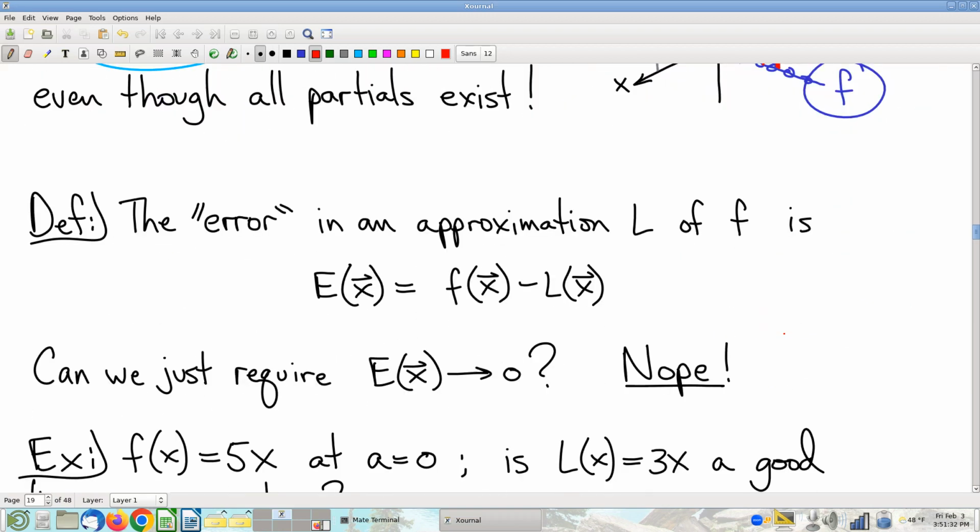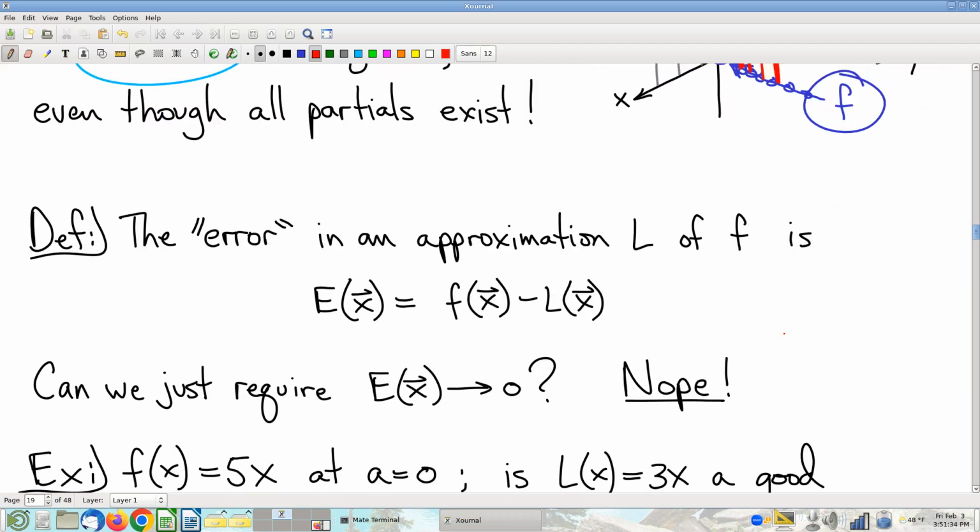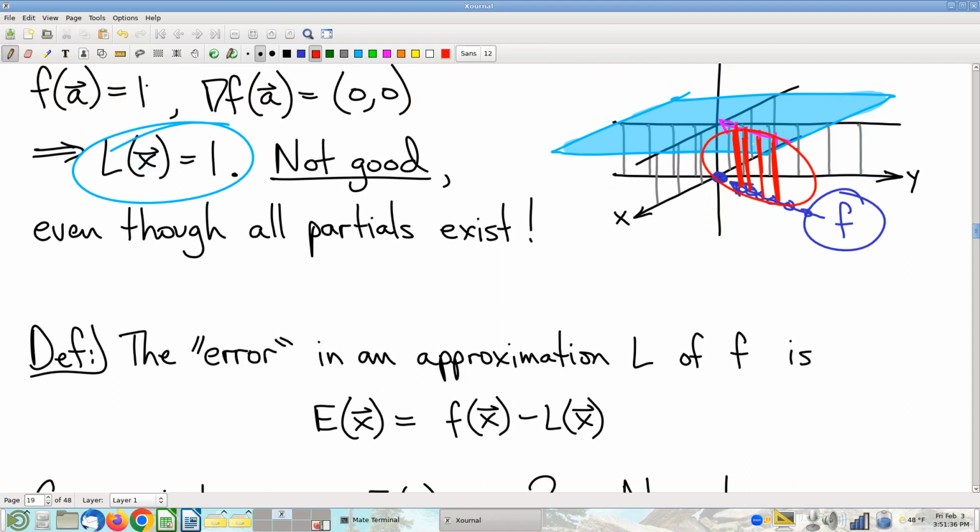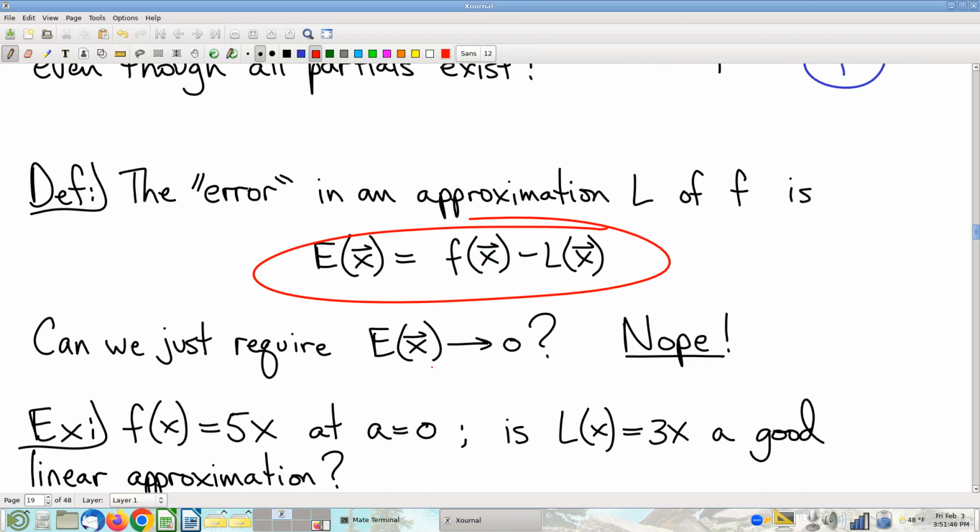Now, how do we reject it? I'm going to observe that this error that I've drawn a picture of, I can just write down the formula. It's F minus L, actual value minus approximated value. And I can just say, look, I feel like the error should have to go to 0. And this didn't, so not cool.